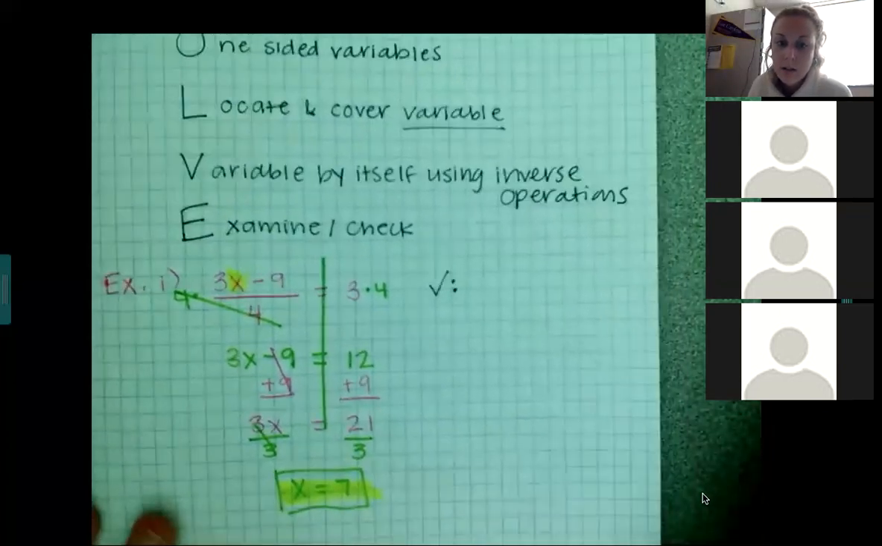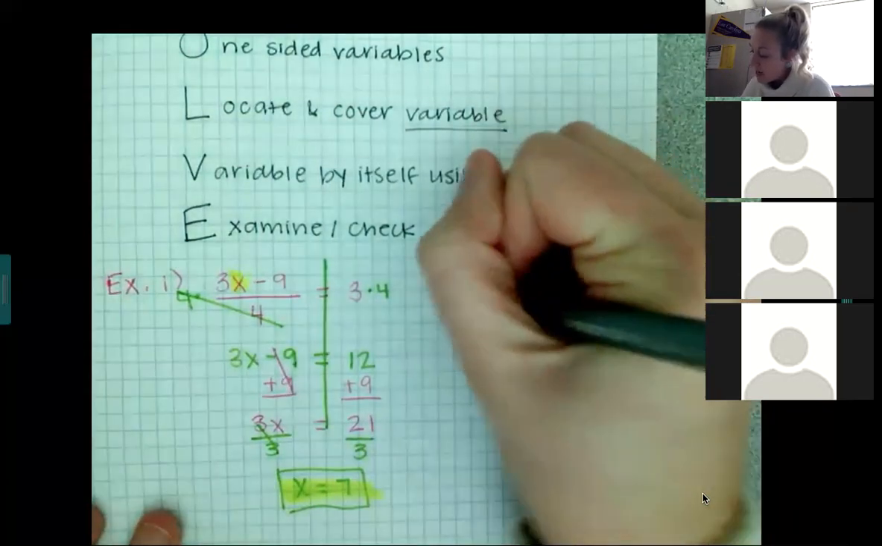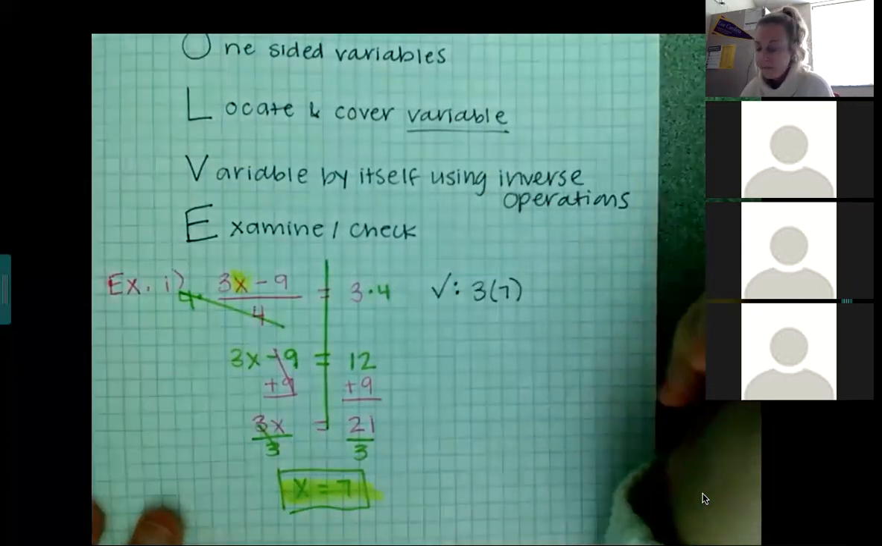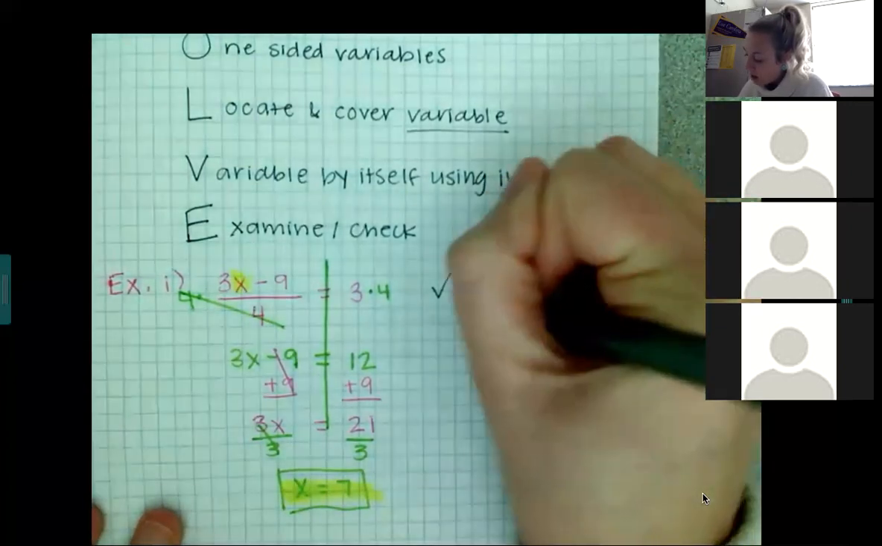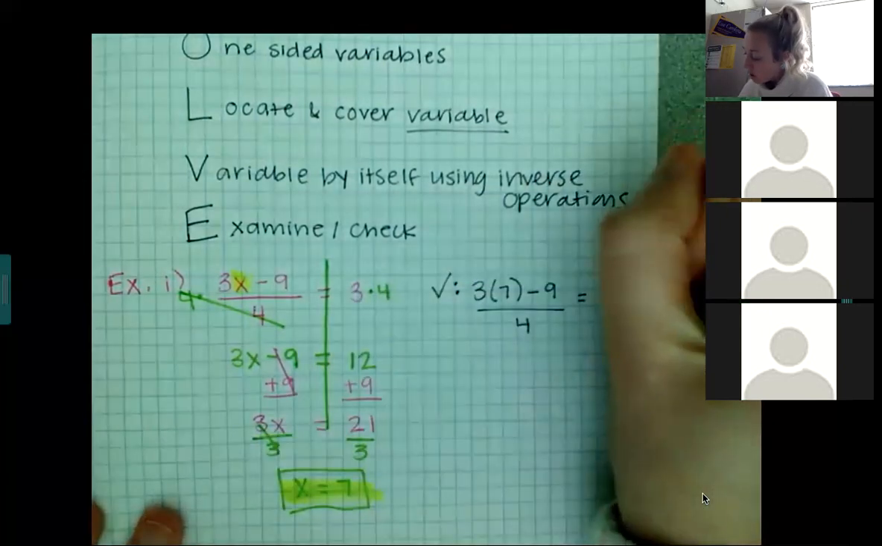When you're solving equations, you should always know if you got it right or wrong. Okay? So instead of an x, I'm going to put in a 7. So I've got 3, and then instead of x, I'm going to put in parentheses 7 minus 9 over 4, and it should equal that 3 that we started with, right?